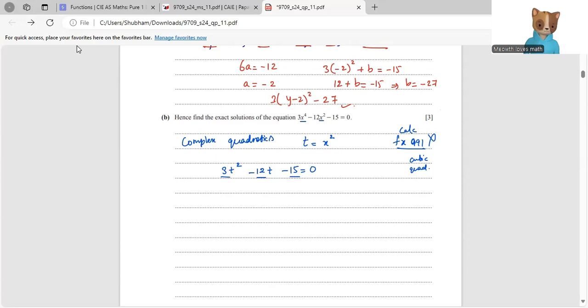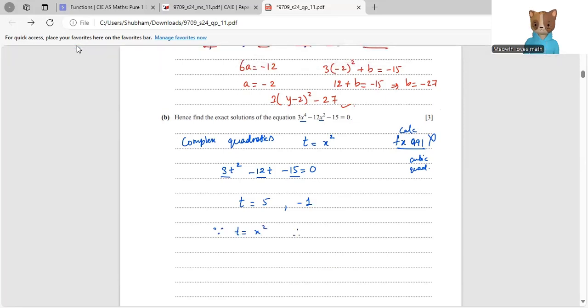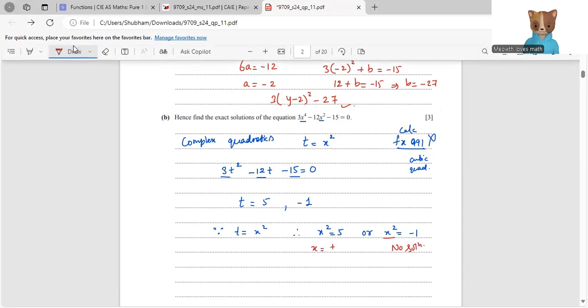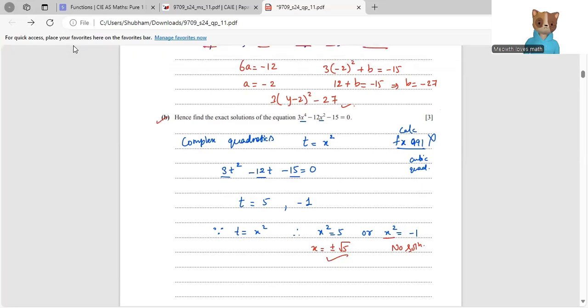Okay, so directly when you plug in, you will basically get t equal to 5 and you'll get t equal to negative 1. Okay, now since we know that t is equal to x square, therefore we get x square equal to 5 or x square is equal to negative 1. Now we clearly know for a fact that any number square can never be negative, so there is no solution for this. And from here we get x equal to plus minus under root 5. And that's your answer for this second part.